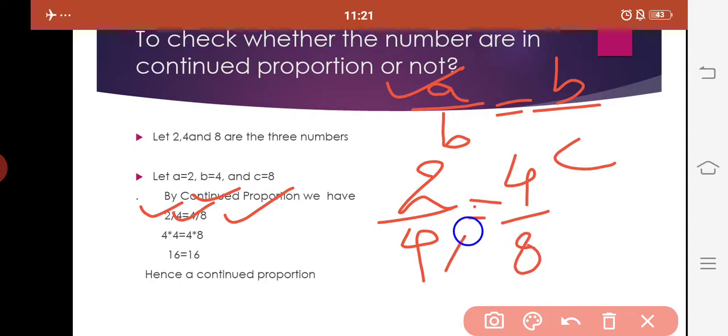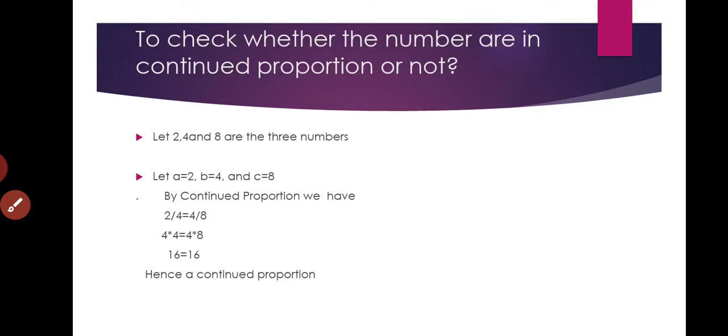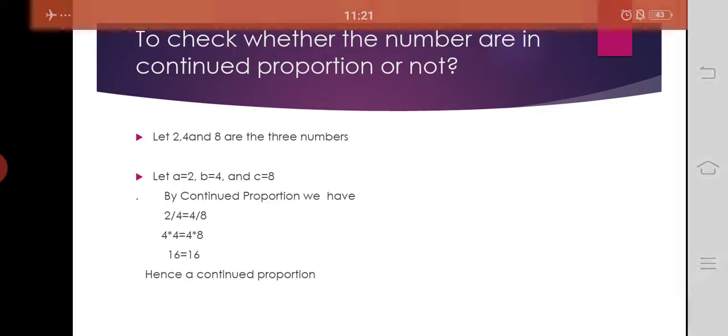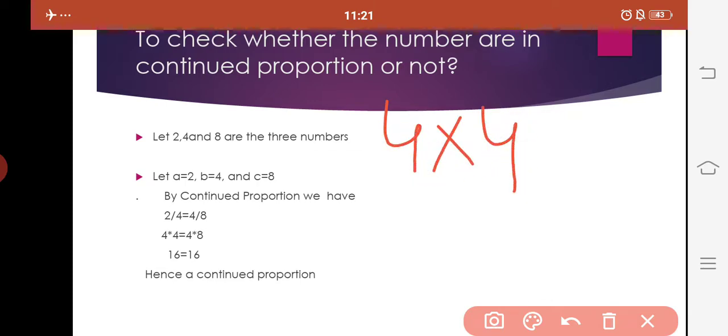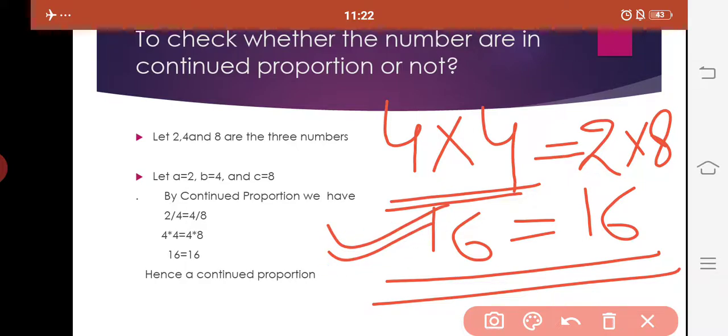Is that clear? Now on cross multiplying, we have 4 into 4, that is B into B, equal to A into C. Now 4 into 4 gives 16 and 8 into 2 gives 16. Since LHS is equal to RHS, the condition holds and we can say that yes, the given numbers are in continued proportion. If LHS is not equal to RHS, then they are not in continued proportion.